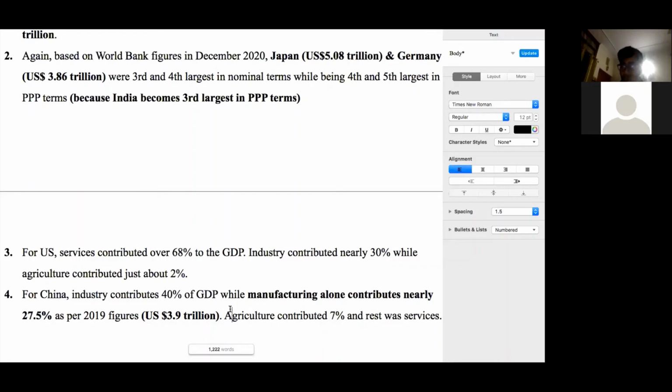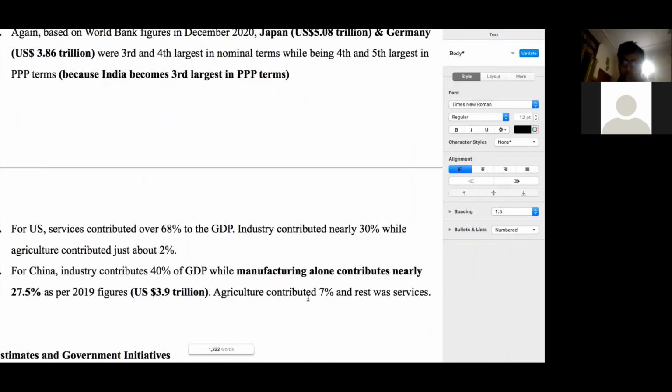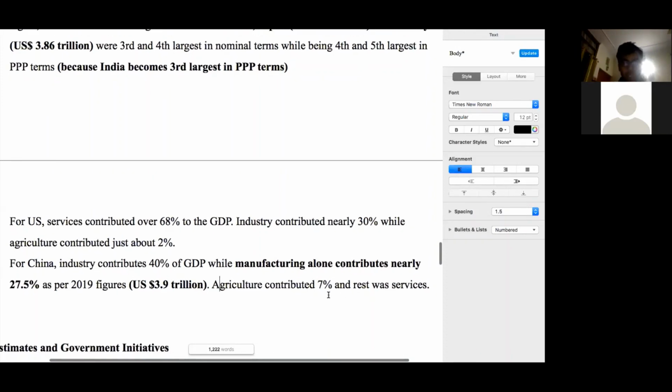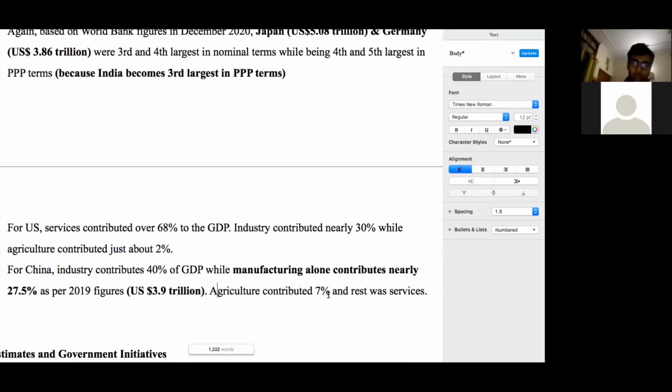This is the reason why China has fairly low unemployment rates, because China is able to provide millions and millions of manufacturing jobs to its people, and it has been doing so for the last nearly 20 years. And agriculture contributed 7%. So you can see China is also moving in the same direction, where gradually agriculture is contributing less and less to its GDP, and the remaining is services. So around, as you can see, 65% is services for China as well.